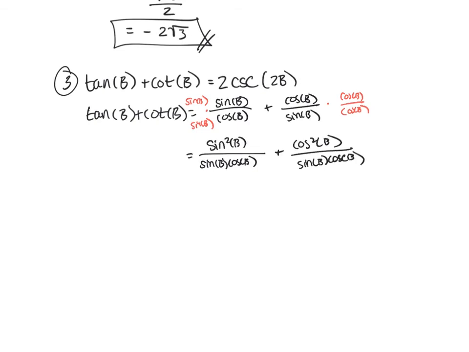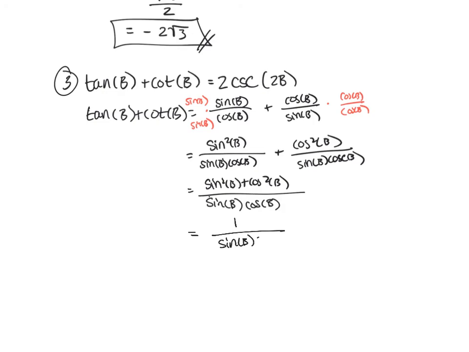So now that we have common denominators, we can add these together and get sine squared b plus cosine squared b over sine of b cosine of b. And I take a look at this and I go, ooh, you know what? This numerator right here, sine squared plus cosine squared, that's one of our identities. Now, it's not a double angle identity because we're not subtracting these, but this is in fact our first Pythagorean identity. So this just becomes 1. So this is going to be 1 over sine of b cosine of b.